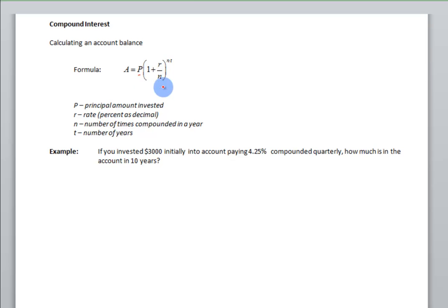R is the rate, and it's in decimal format, so if you had like 2%, then your rate would be 0.02 as a decimal, right? You take the decimal spot, move it over 2 spots to the left. N is the number of times compounded in a year. You have it here and here. And then T is the number of years it's compounded. How long did you leave it in the account?